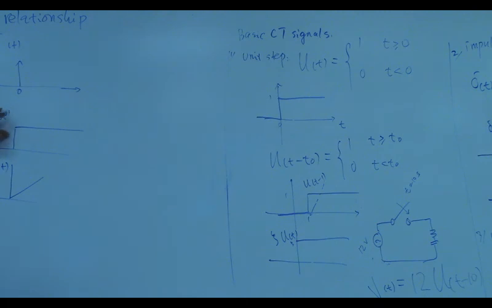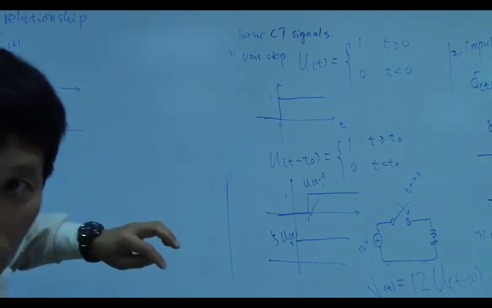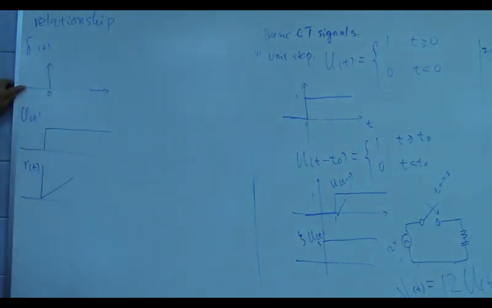How to get this signal from here? I'll give you a hand. If you take the integration from negative infinity all the way up to this point, what do you get? Integration up to this point, what do you have? 0, because the signal here equals 0. You do the integration, still get 0. A little bit before that, what you have is 0. Now you come to this point, 0.